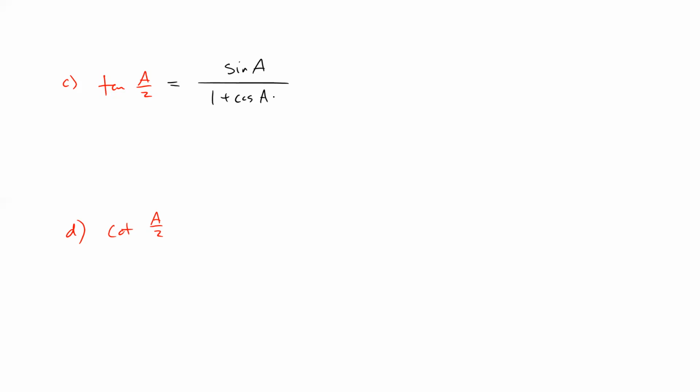Oh, bummer. For this one, I actually have to know what sine of A is, because I'm only given sine of B. So then I have to go back. I'm sorry, I'm given cosine of A. I'm not given sine of A. Let me go back one slide.